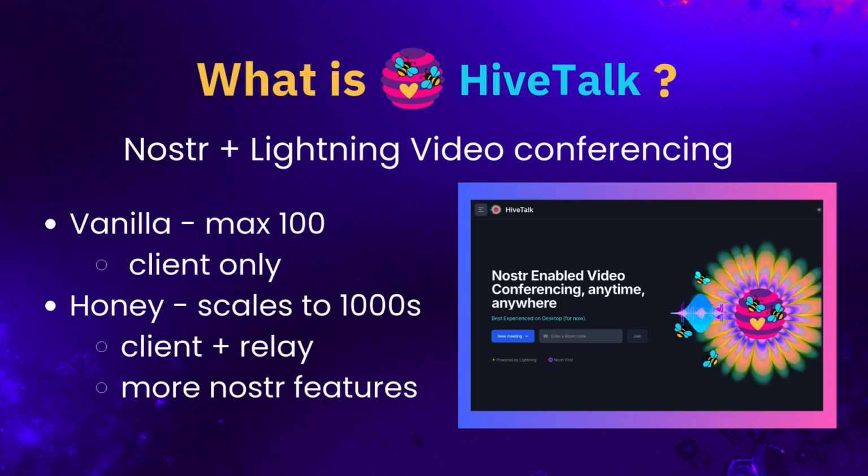On the other hand, the Honey version can scale up to thousands by incorporating both client and relay functionalities. Honey was built from the ground up with more nostr native features, and it was officially released in October of 2025 as an early stage working product. This version is ideal for larger events and remote groups that may have weak internet connections.